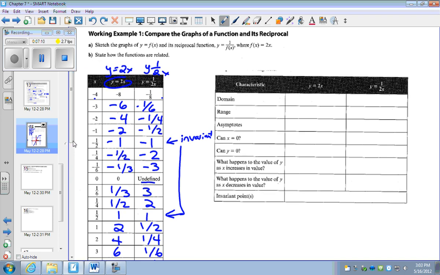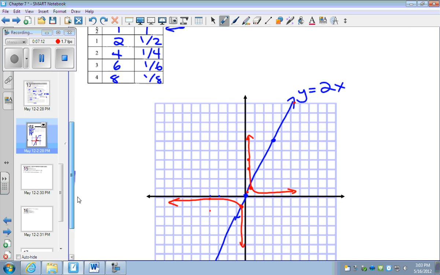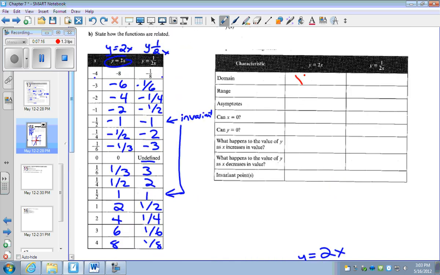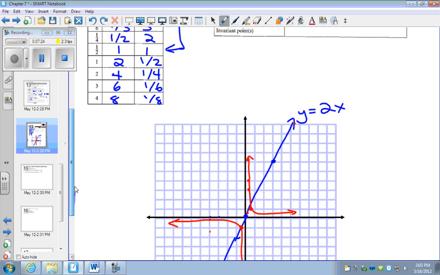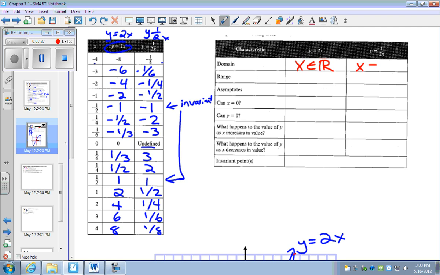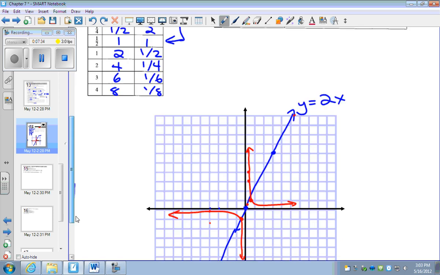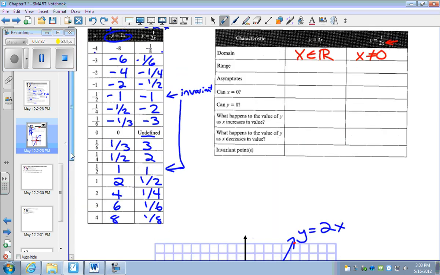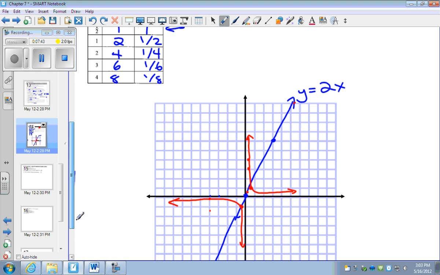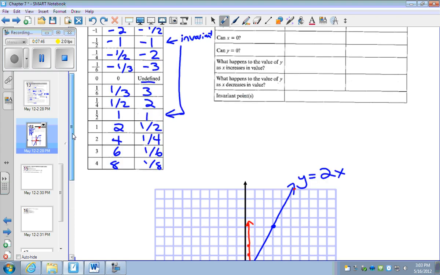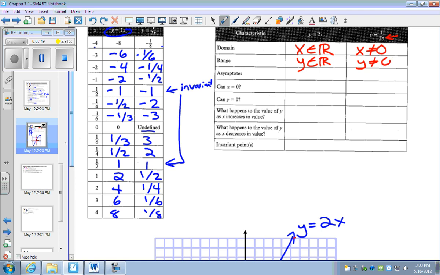Okay, so let's look at the domain of this, all the x values. Well, x can be any real number. However, in the green one, x can be any real number except x cannot be 0. And the reason x cannot be 0 is because that would make this non-permissible. The range, all the y values. Okay, so in the first one, y could take on any number. In the red, y can be any number except y cannot be 0. There's no way to get a reciprocal to give us 0.